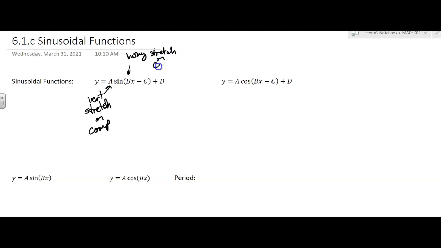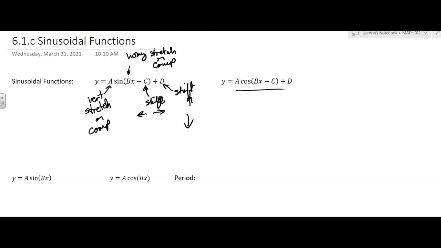Now, we're not going to call it these, so don't maybe even write this down. But this is going to represent a shift, right? Left or right shift, and then this is going to be a shift up or down. Okay, and the same thing's going to be true over here.